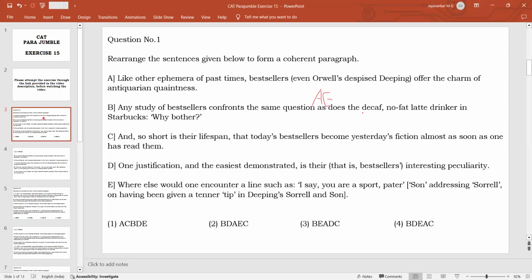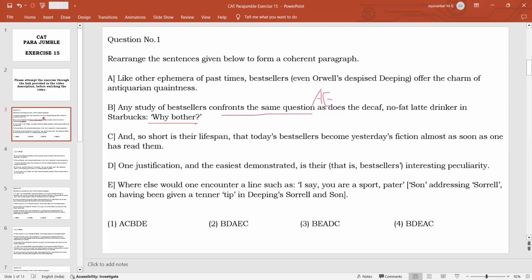So this coffee shop has decaffeinated drinks, meaning there is not too much coffee in them, and a no-fat latte. Latte is the ingredient mixed in that drink, and with no fat, basically no appeal is there. So it is decaffeinated, no fat, and still people are drinking it. So the same question arises: why do you bother? So when we study the bestsellers, the same question is confronted or posed to you.